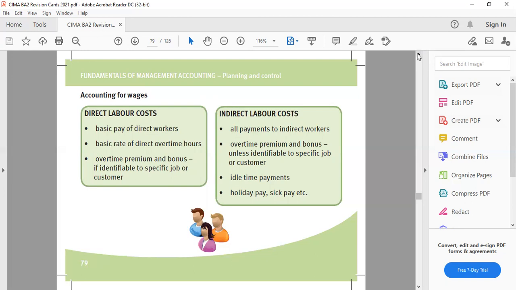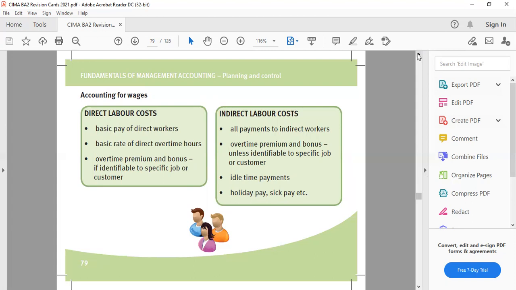Indirect labor cost is all payments to indirect workers who are not directly involved in production activity, like cleaning staff, others like people who are working in the factory premises, but are not directly involved in production activity. So all payments to indirect workers, we call that as indirect labor cost. Overtime premium and bonus, unless identifiable to a specific job or customers.